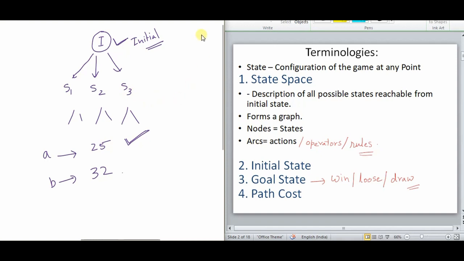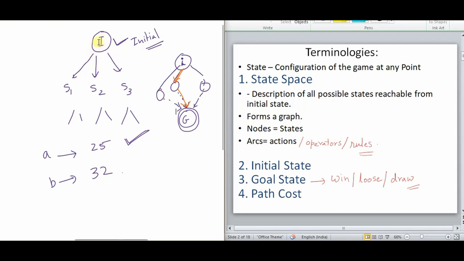Suppose you are in the initial state I, and G is the goal state, and there are multiple paths that you can take through different nodes to reach the goal node from the initial node. In this case, which will be the optimal solution? The path that gives you the optimal path cost will be the optimal solution. So what is path cost? It is the cost incurred. Path cost is nothing but the cost incurred in moving from one node to the other node.